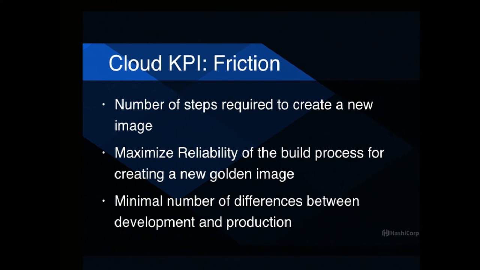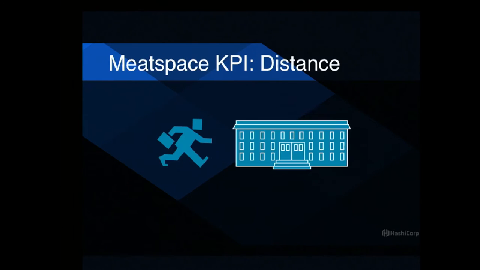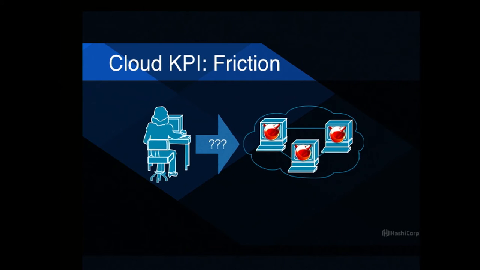One of the other ones is we frequently have a development server under our desk or something like that, and that leads to differences between your development environment and production. So, in the meat space world, one of the things that you would optimize for is the distance between a person and the data center, and you would do that through physical distance. We've obviously got that figured out through out-of-band management, but what we really want to be able to do is just very easily push something straight to the cloud and have the ability to spin that up with low friction.